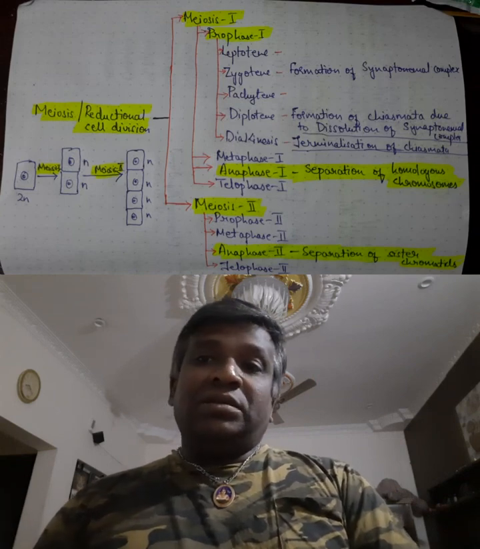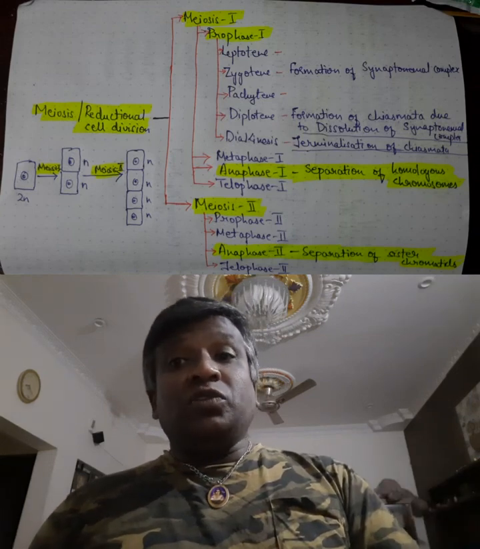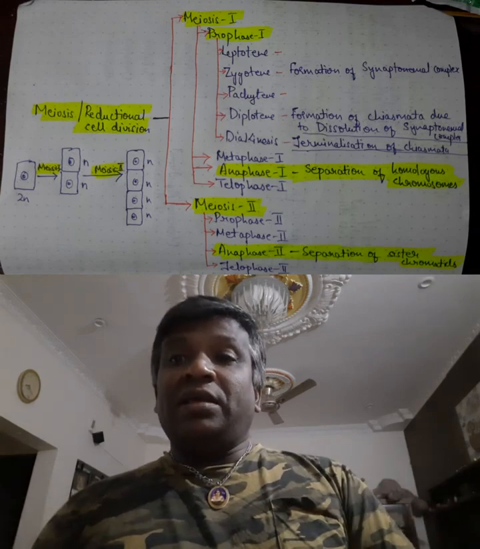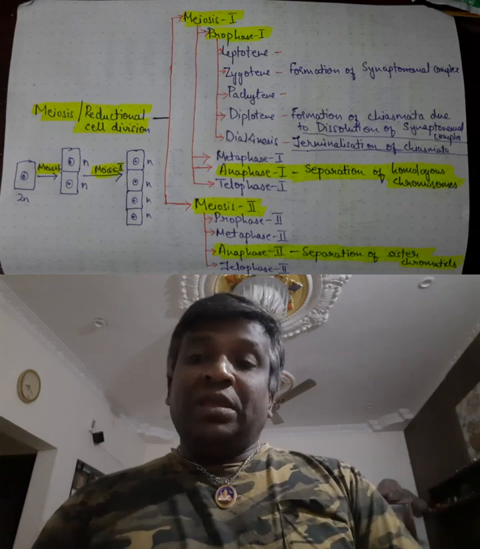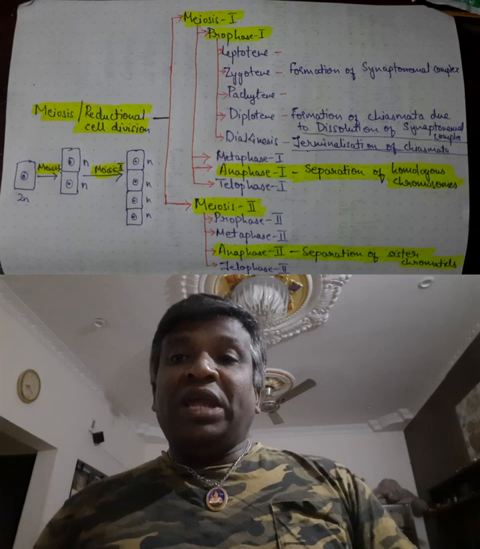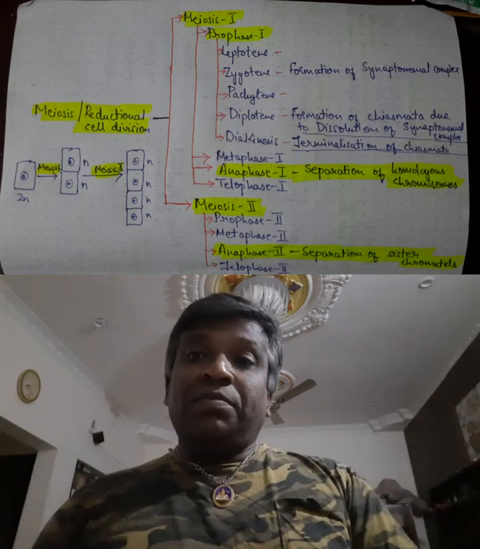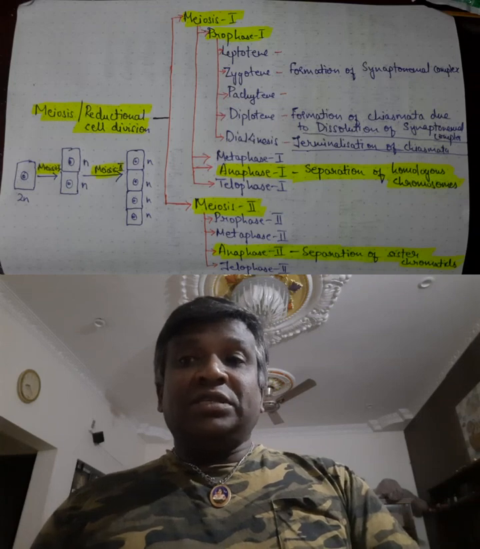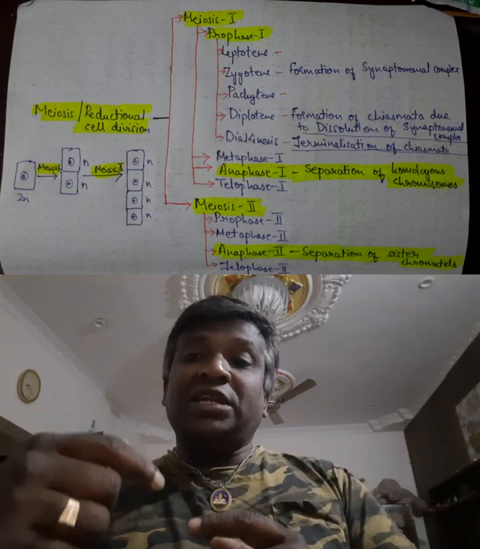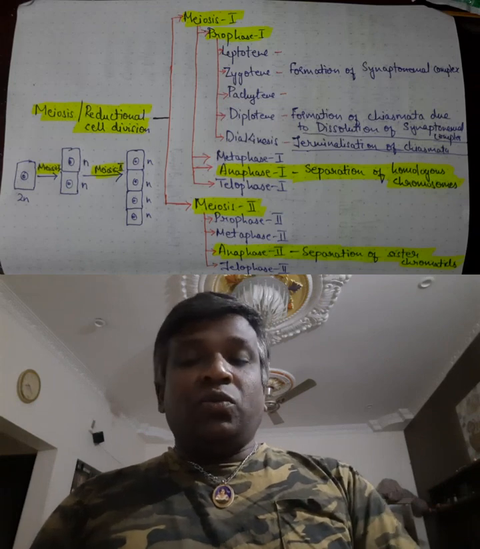There is disappearance of the nuclear membrane and nucleolus. The chromosomes condense and form chromosome-like structures. In metaphase, you find that the chromosomes are arranged on the equatorial plate. In this metaphase, the spindle fibers are attached at both ends of the centromere through the kinetochores.